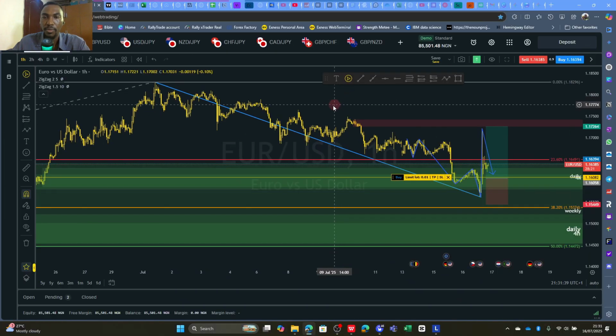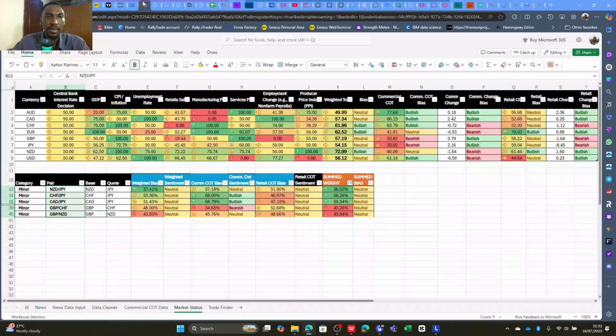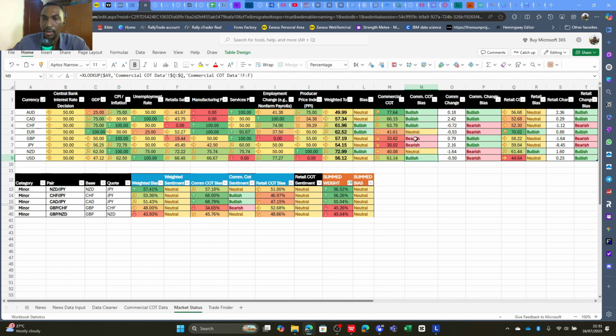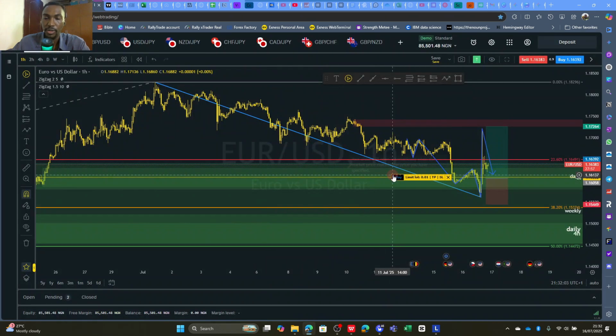And backing this up with the fundamental analysis, you know that the euro is highly strong against the US dollar, it is a better market to look at right now in terms of simply the weight. But the COT data is saying quite otherwise, and that doesn't mean we are not watchful of our trade.